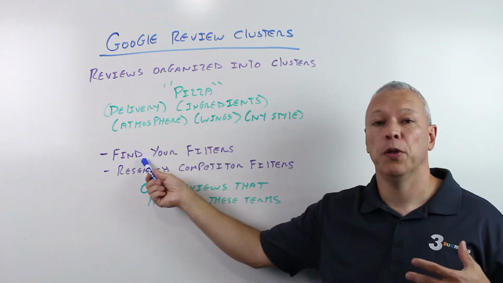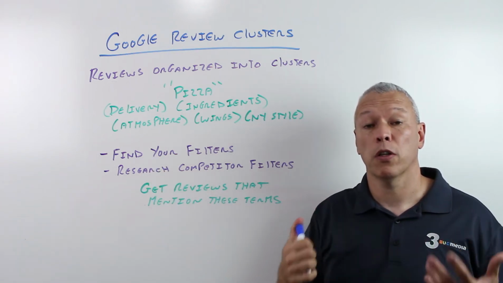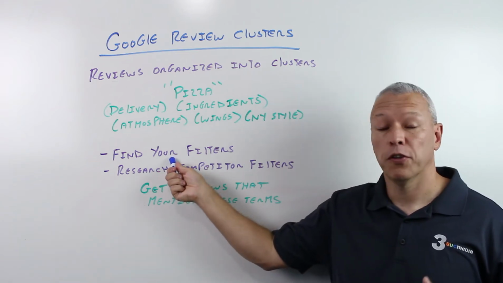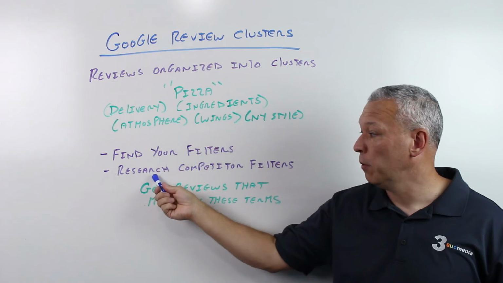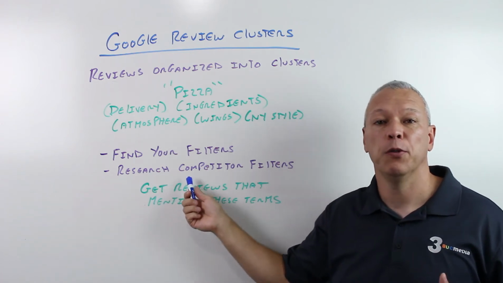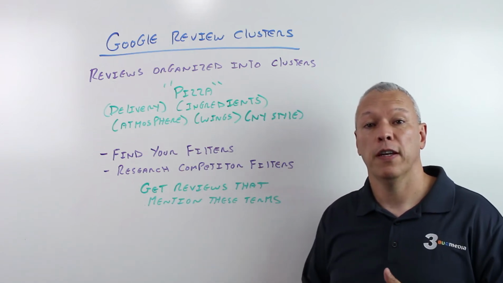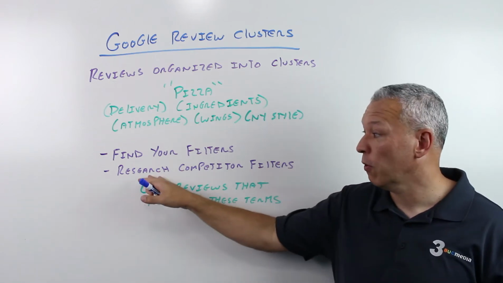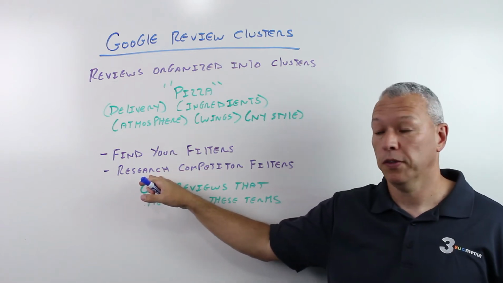The first thing you want to do is go to your own Google My Business listing, and figure out what keyword clusters and filters are currently in your listing. The next thing you want to do is some competitor research, and look at your competitors, and see what keywords they have that your listing is missing, because these are all searches that people are searching for online for your type of business.